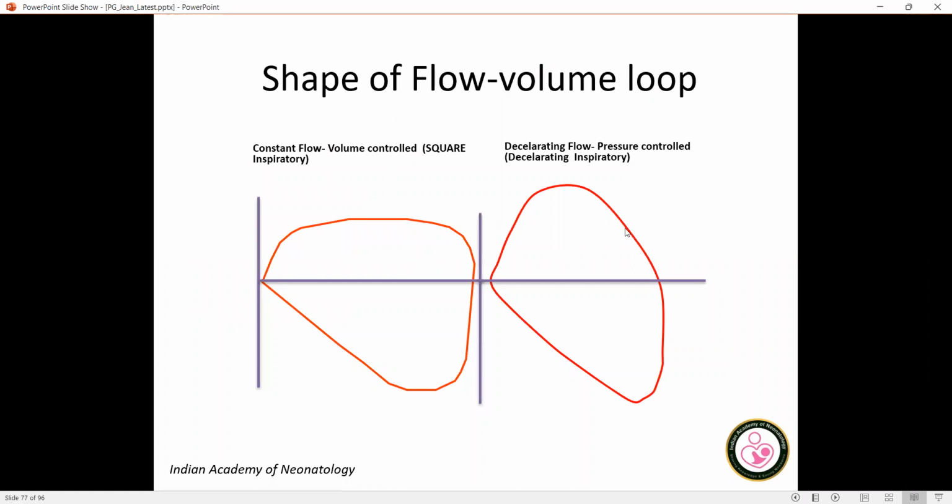In volume control, as we already said, there is a constant flow after reaching the maximum peak inspiratory flow rate, so it has a square shape. Here in pressure control, we can see it reaching the maximum and then decelerating, a decelerating flow.